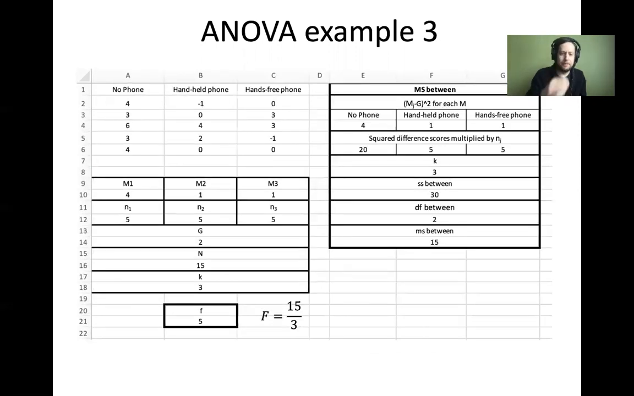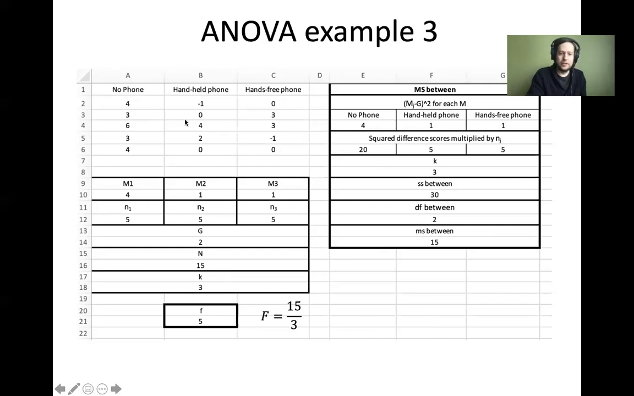Here's the final example. There's a question pertaining to these types of things on test number 4, about the meaning of the numerator, MS between, and the meaning of the denominator, MS within. This example is like example 1. In example 1, the means of the 3 conditions were 4, 1, and 1.